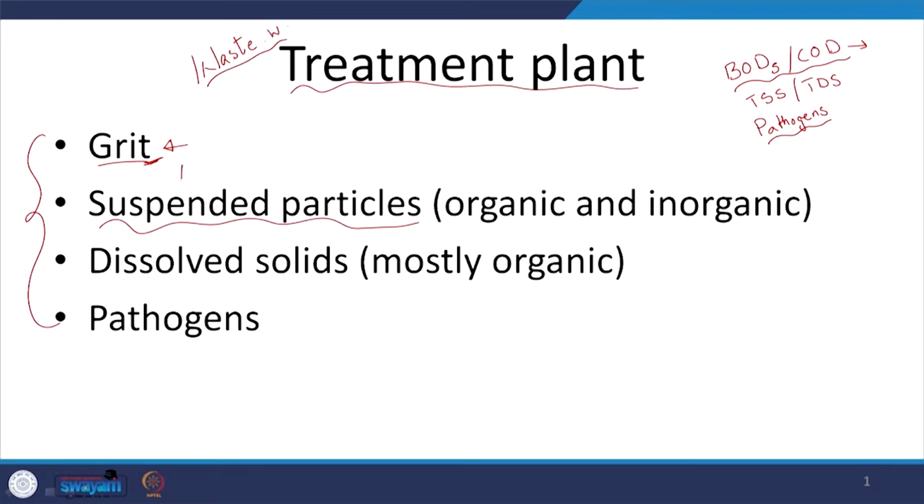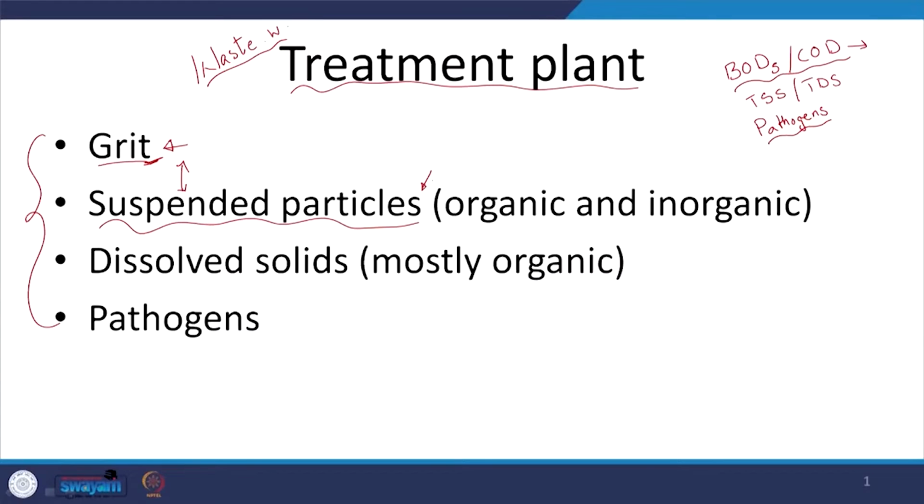Grit, how do we differentiate that from the suspended particles? We can differentiate by the fact that grit, or the particles which we classify as grit, are relatively heavier, and thus are going to settle at an order of magnitude greater rate than that of the suspended particles. Suspended particles, we are going to have both organic and inorganic, the fraction will vary. And then we would like to also remove the dissolved solids, which is mostly organic content. And where is this organic content coming from?